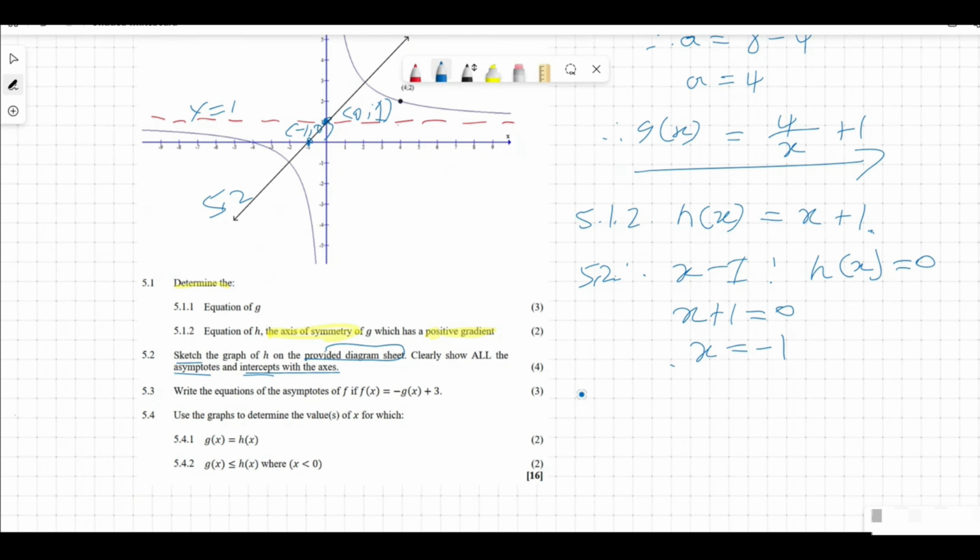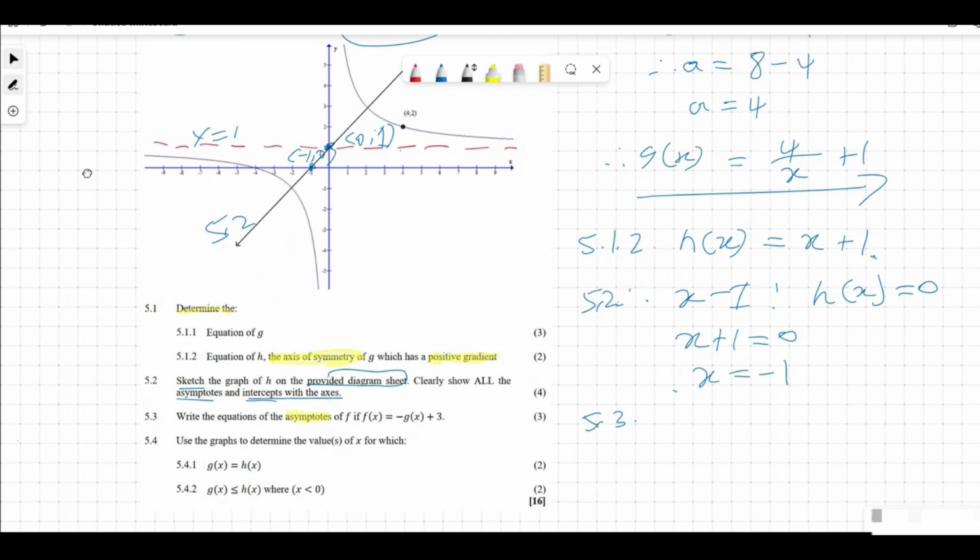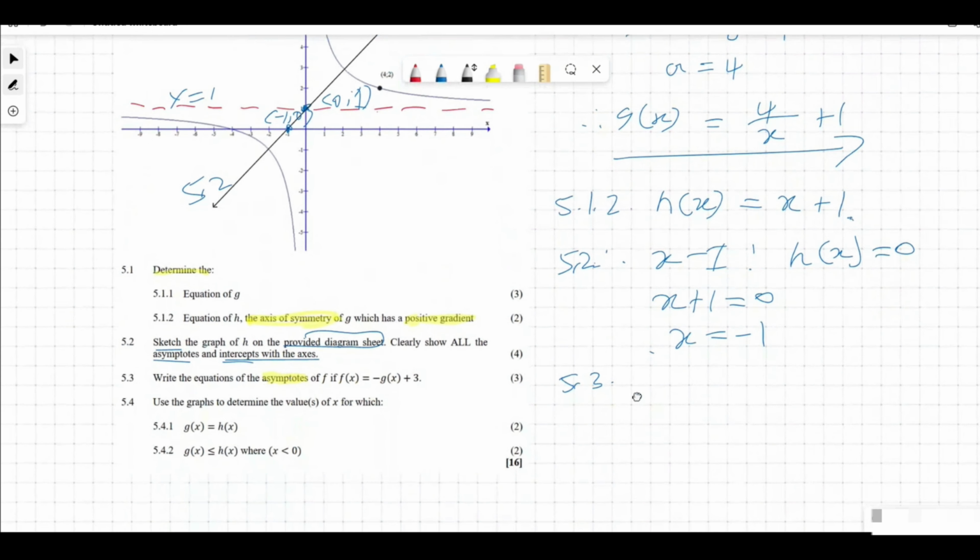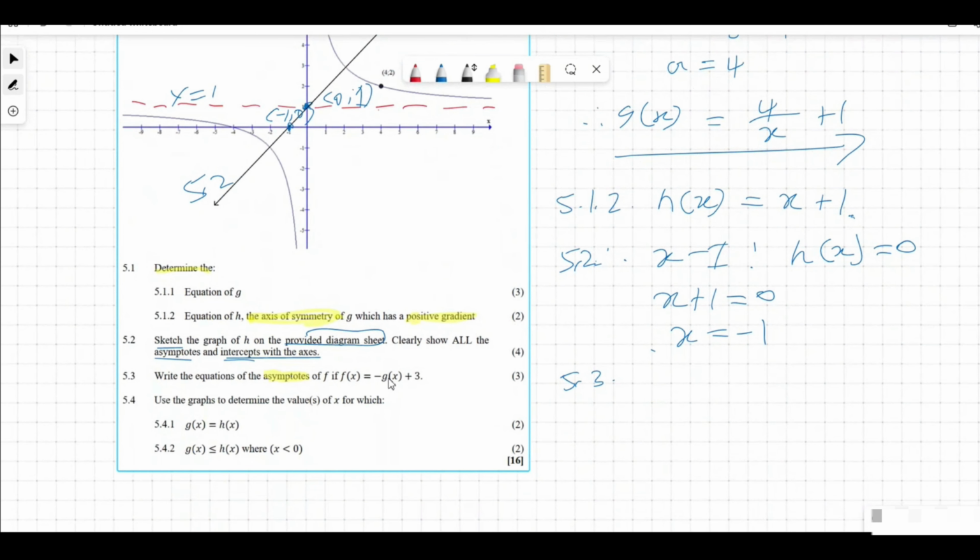And then 5.3, write down the equation of the asymptotes. What are they looking for? They're looking for the asymptotes of what? Of f. Remember what we did on the previous question? Yes, we substituted. So here they're saying f of x is equal to negative g of x plus 3. So what is g of x? g of x is 4 over x plus 1. Do you see that?